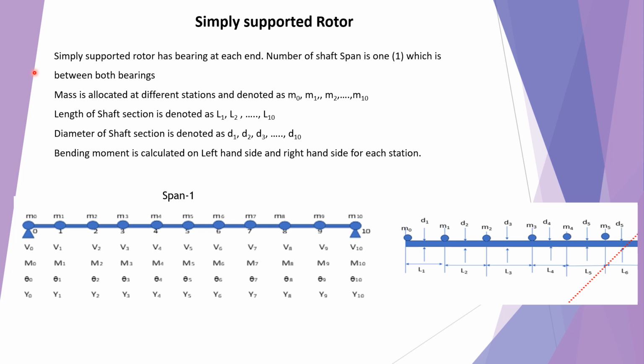Mass is allocated at different stations and denoted as M0, M1, M2 up to M10. The length of shaft segments is denoted as L1, L2, up to L10. The diameter of the shafts is denoted as D1, D2, D3 up to D10. Bending moment is calculated on the left hand side and right hand side for each station. So this is for a special case of a simply supported rotor with a span of 1 and stations 0 to 10.